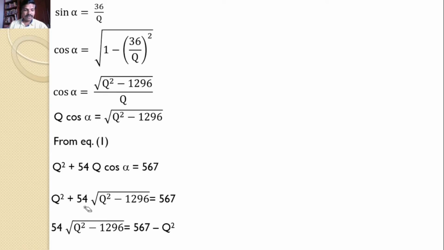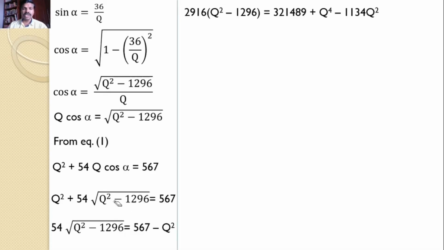Then 54 into square root of q square minus 1296 is equal to 567 minus q square. Send this q square towards the right side. Then it becomes 567 minus q square. Then squaring both sides so that I can avoid this root. By squaring on both sides, you will get 54 square, which means 2916, into q square minus 1296 is equal to 567 minus q square whole square. This is the a minus b whole square formula.